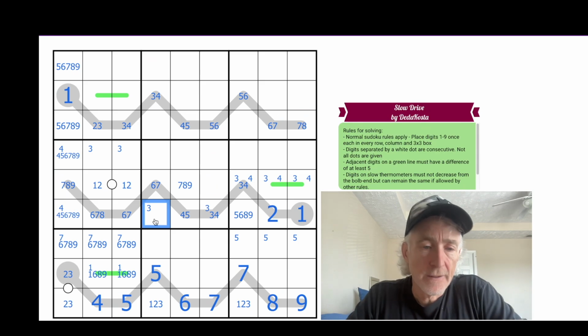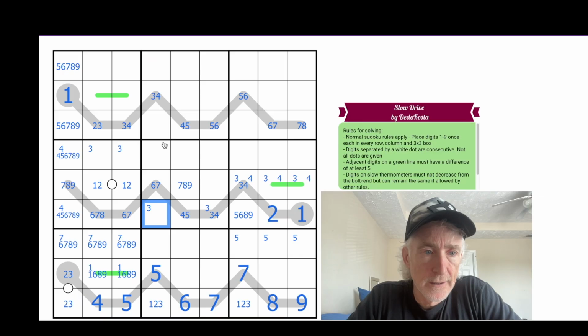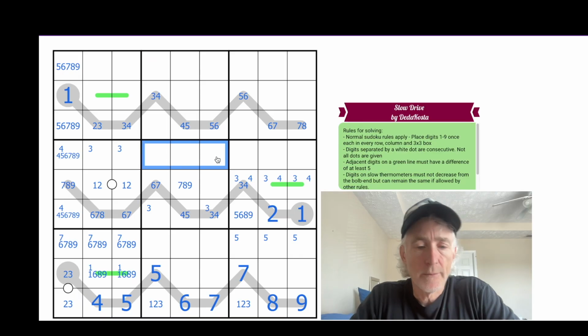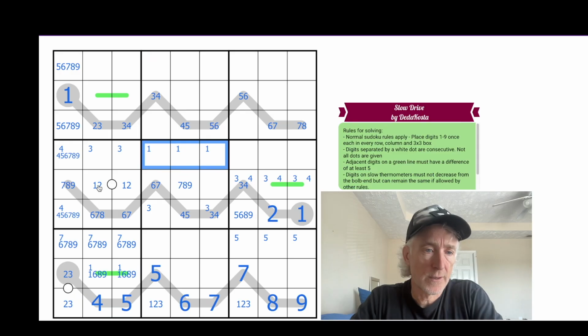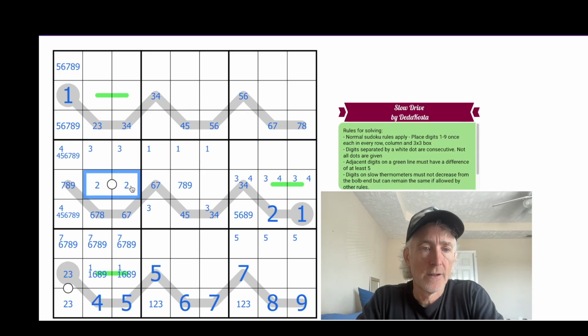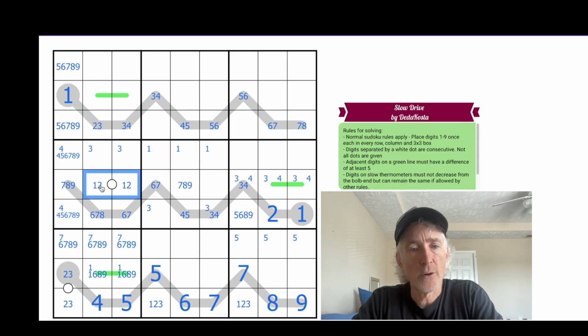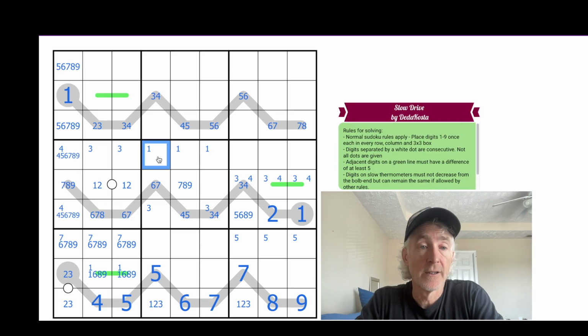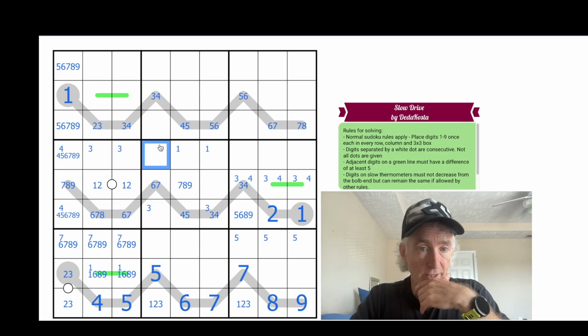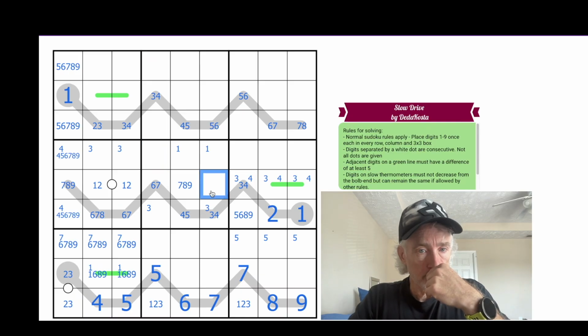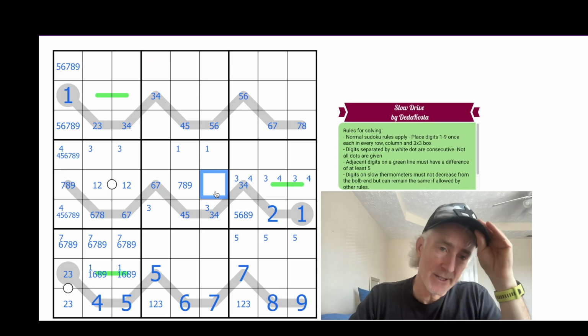What am I forgetting to look at here? 1 is up here somewhere for sure. So we got 1's over here. I'm not going to corner mark those, but 1's up here. Actually, 1 can't go here because of that X-wing. What am I missing here?